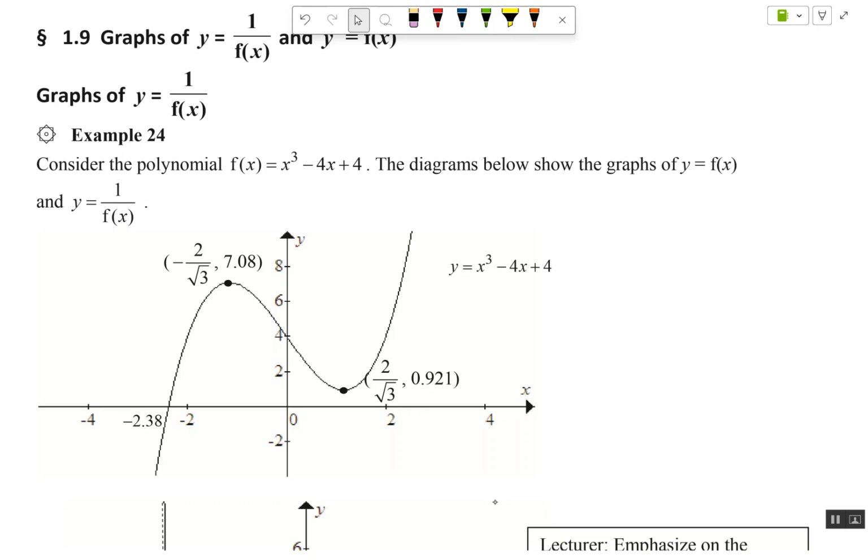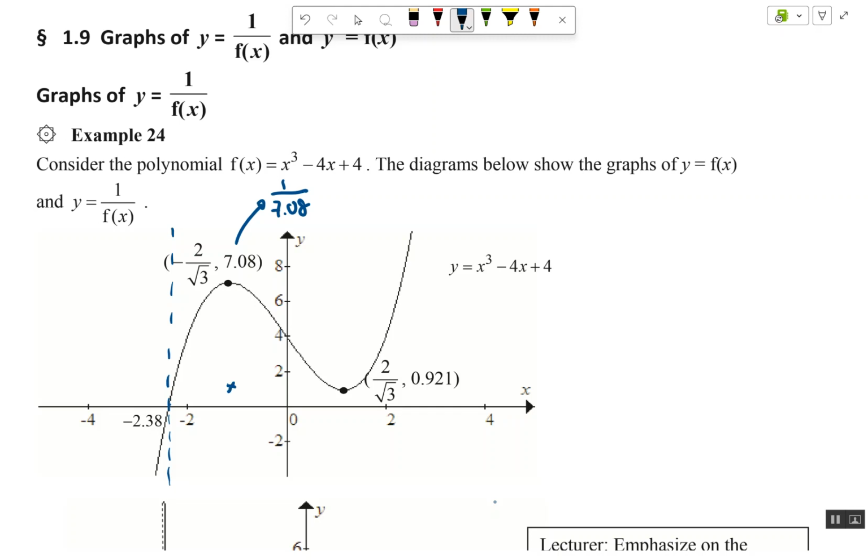Looking at this again, firstly, I will look at the x-intercepts here, which means that there is going to be a vertical asymptote over here. And this is a maximum point, which means that it will become a minimum point of, for this case, 1 over 7.08. So you've got to use your calculator and find that 1 over 7.08 is roughly 0.14. So the minimum point is going to be here.